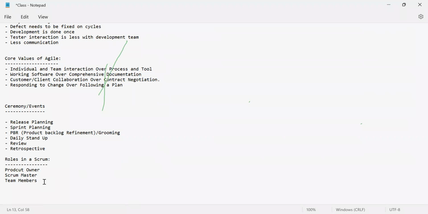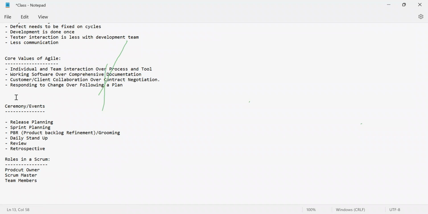I'll just brief about what Kanban means. Mostly Scrum and Kanban are the same. The difference is Scrum has sprints or iterations. Kanban will not have iterations. It will not have cycles.